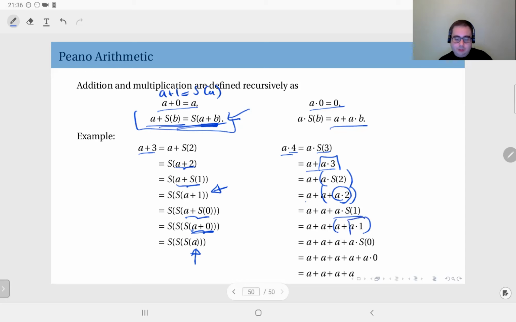And a times 1 here, a times 1 is a times successor of 0, and a times successor of 0, I write as a plus a times 0. And since I know a times 0 to be 0 from the basis step, I'm done. Okay, so this is how you apply recursive definitions to obtain values for recursively defined functions.